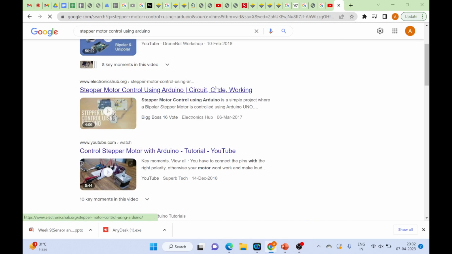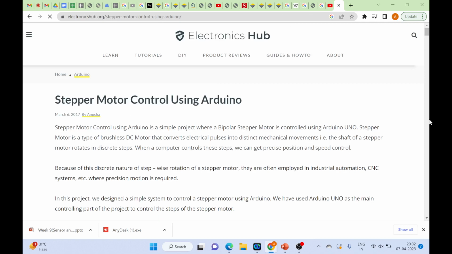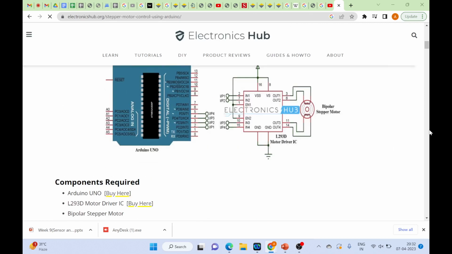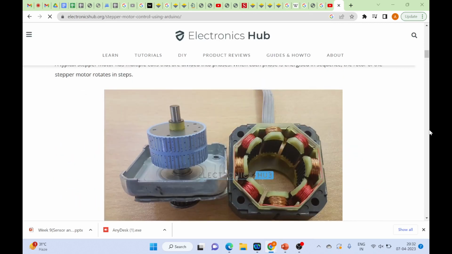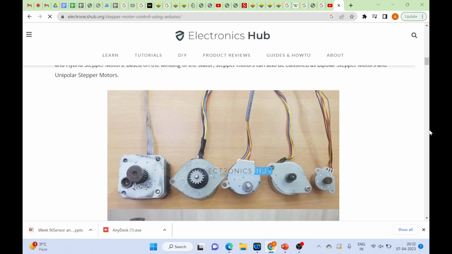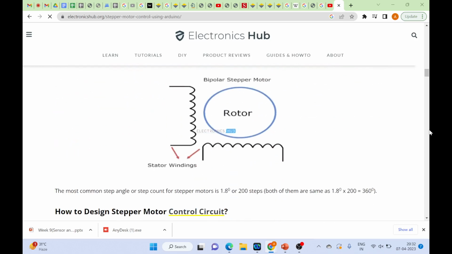So this is the electronics. In this video they have the stepper motor here. I think you have to see it.